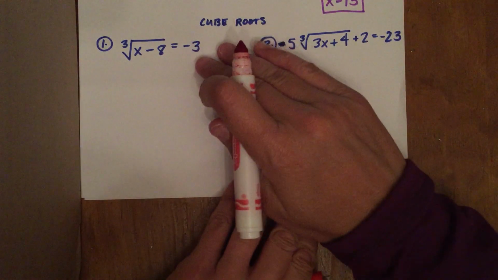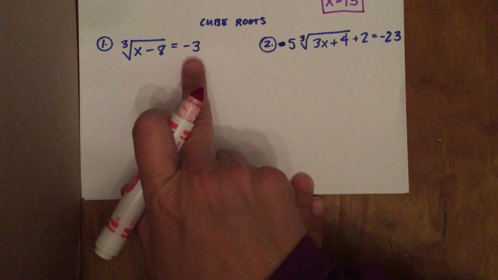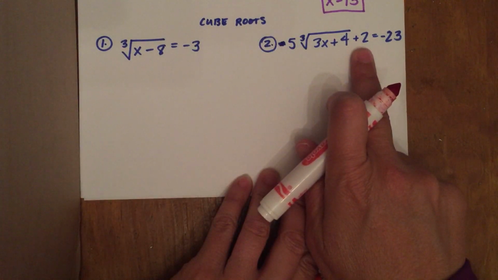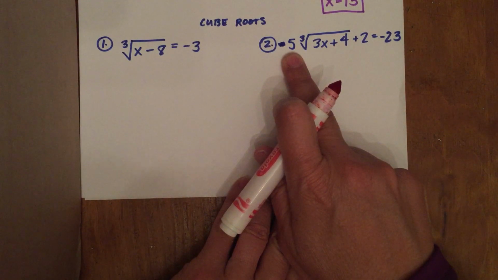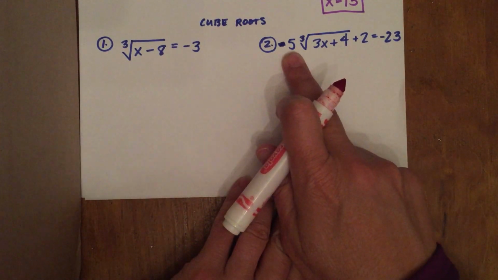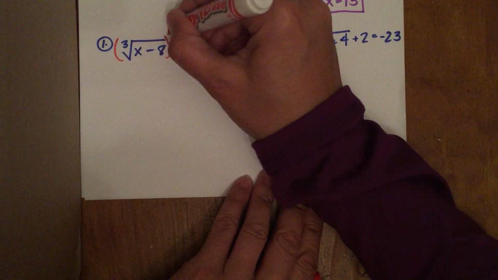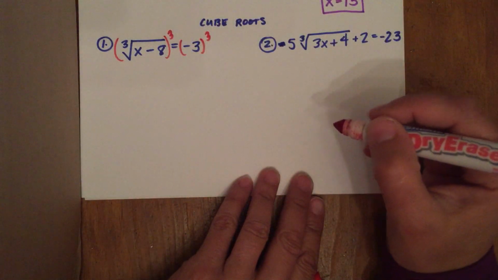So let's look at the first example. I have the cube root of x minus 8 equals negative 3. I don't have any extra numbers, any constants added or subtracted. I don't have any constants in front, I guess, which would be your a value if you were looking at graphing this. So I can go straight to the cubing. So I'm going to cube, which means to the third power, both sides.